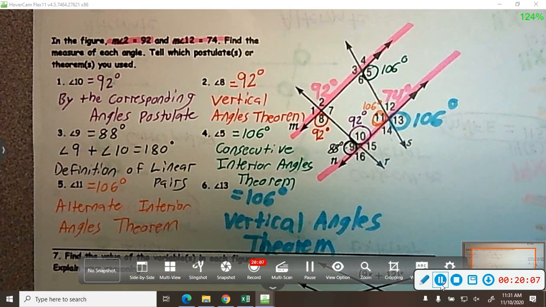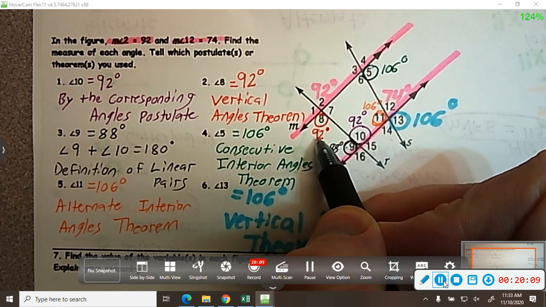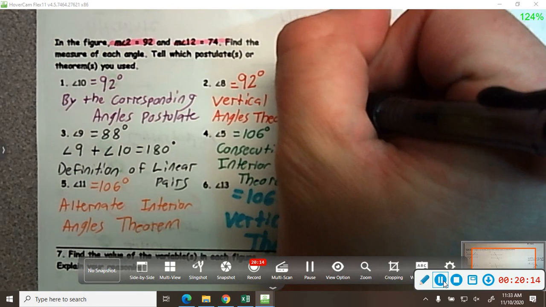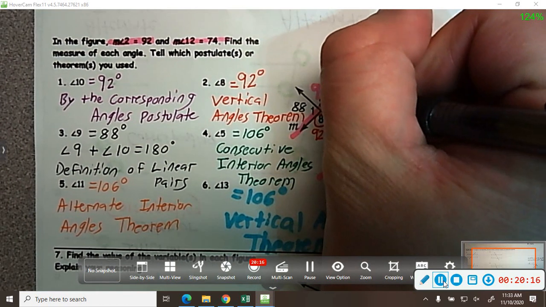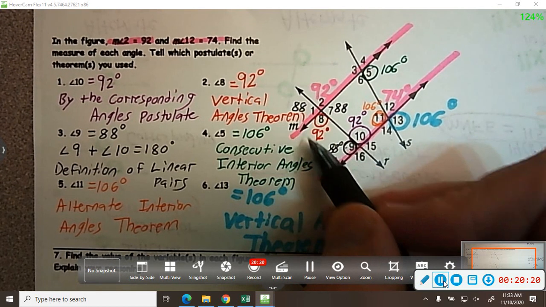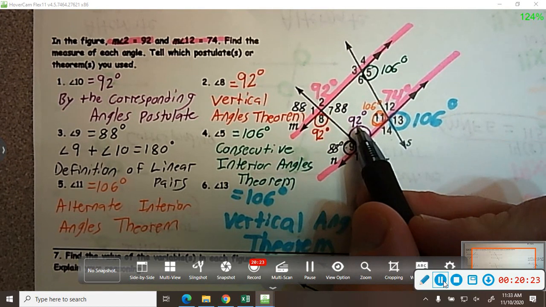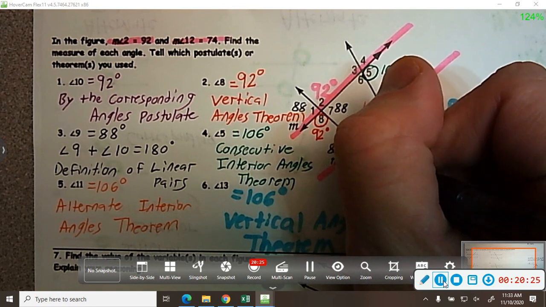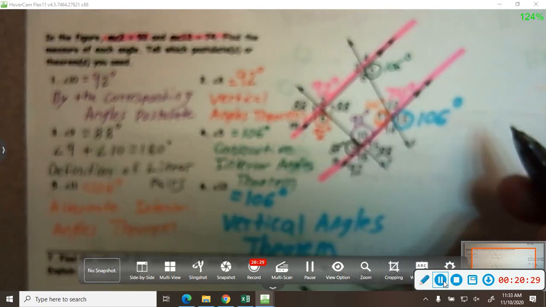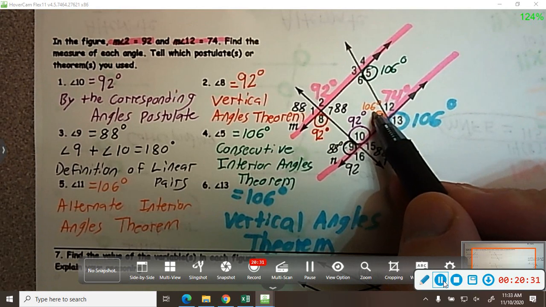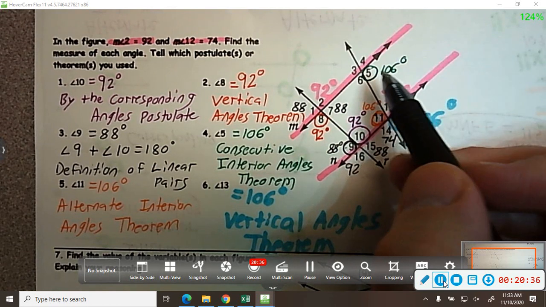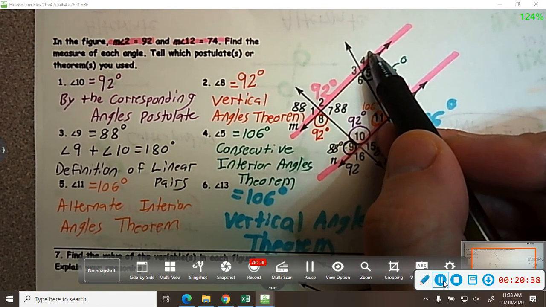It didn't ask for all these values, but I could plug in really fast. If that's 92, then that'd be 88. So I got 92, 88, 92, 88. And then over here, 106, 106, 74, 74.